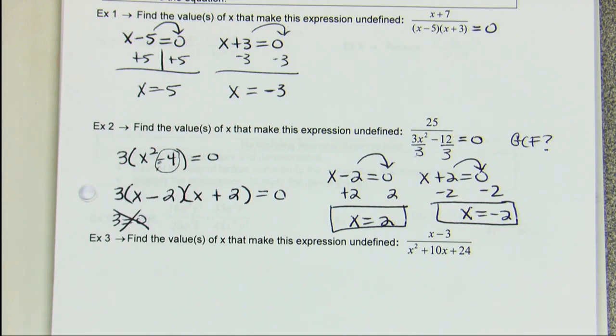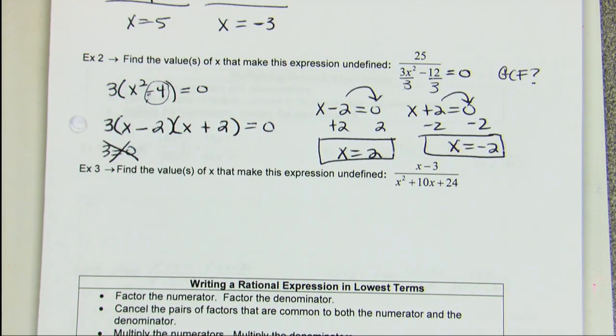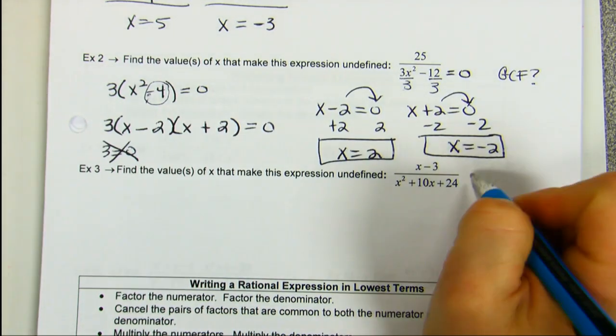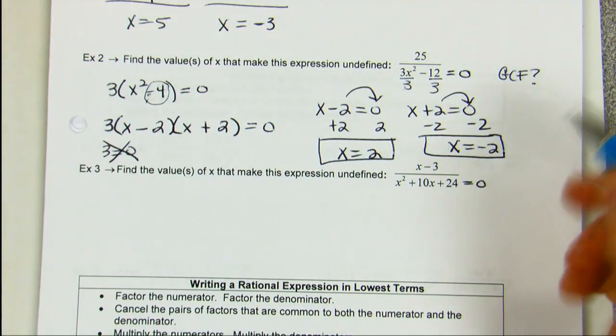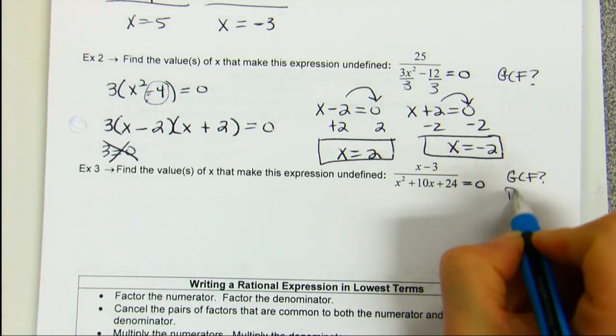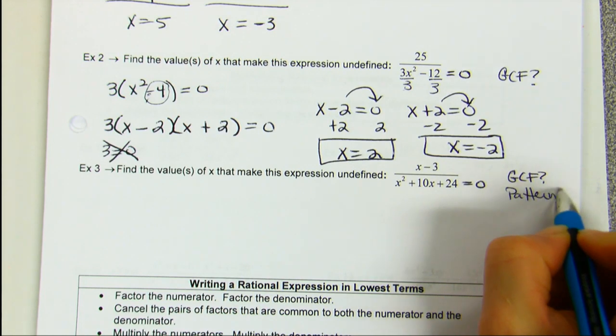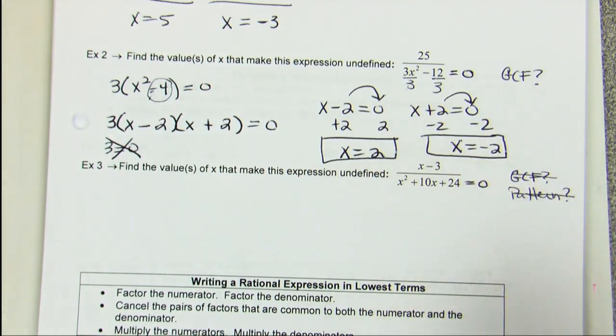So one last example, find the values of x that make the expression undefined. Again, all we look at is the denominator. It doesn't matter at all what's happening in the numerator. So we set that equal to 0. We ask ourselves if there's a GCF. Remember those questions? No. Is there a pattern? Like, do we have perfect squares on first and last term? No. So we know that we're going to either be doing product sum or slide and divide.